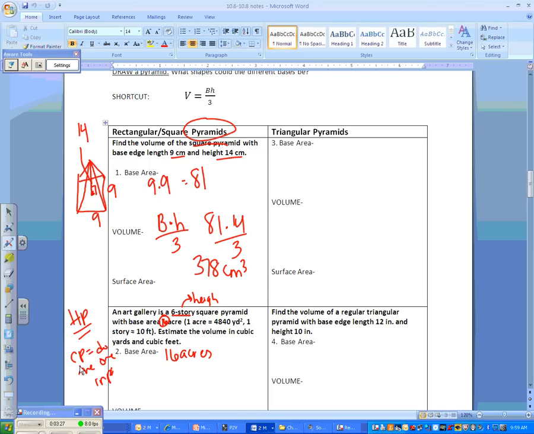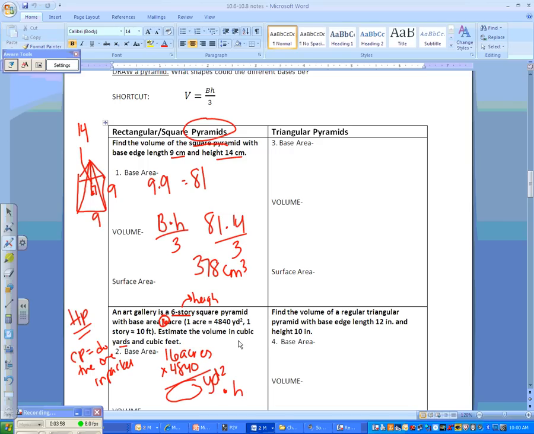Okay, so for honors, 16 acres, they want the volume in cubic yards, and they tell you that 1 acre is about this many yards. So what you're going to have to do before we start estimating volume is you need to change this base area into yards. So you're going to multiply it by 4,840, and that'll tell you how many square yards there are. Then to find the volume, you're going to take this answer and multiply it by the height, which is 6 stories.